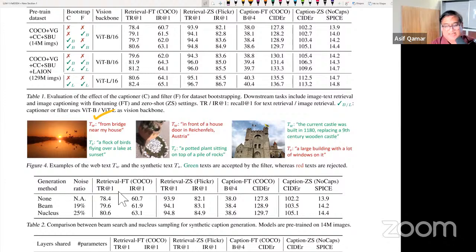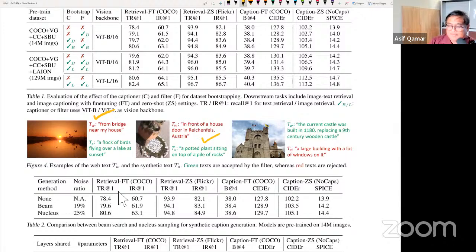Now let's look at the second one. The initial caption says, in front of a house door in Reichelfels, Austria. That gives you the location of the image, but it doesn't quite describe the image. You would rather say a potted plant sitting on top of a pile of rocks. So once again, this is a winner, right? Let's look at the third one.